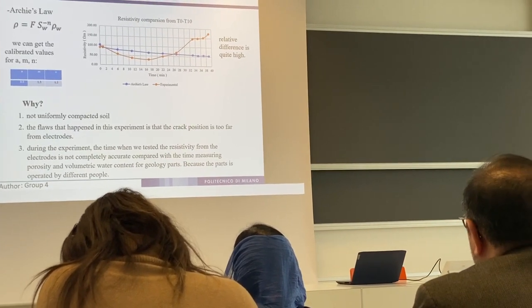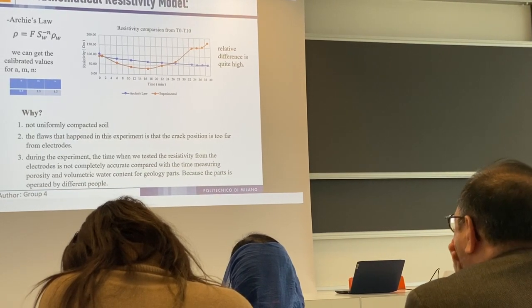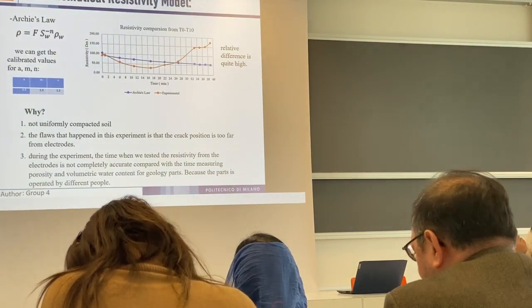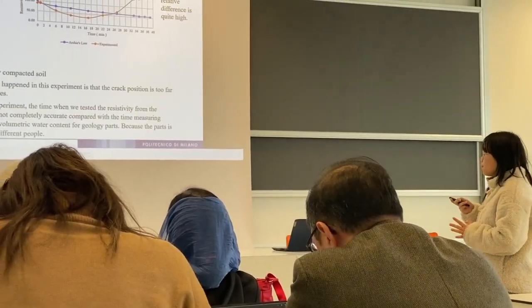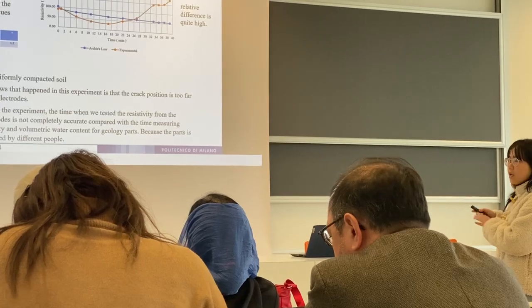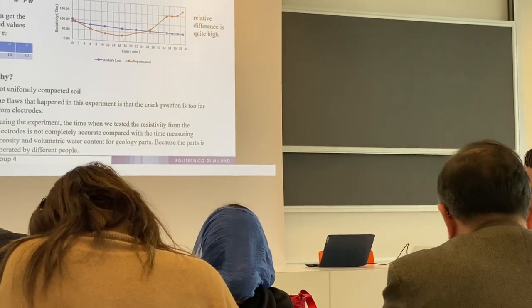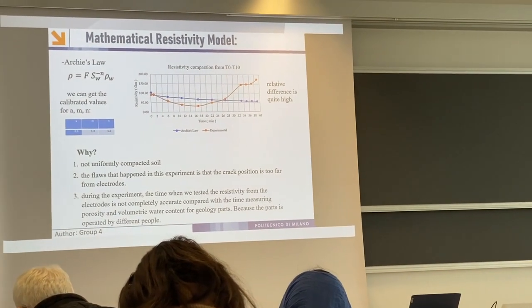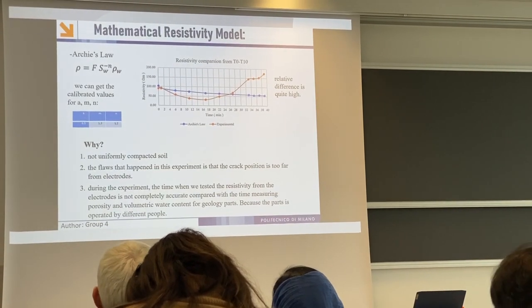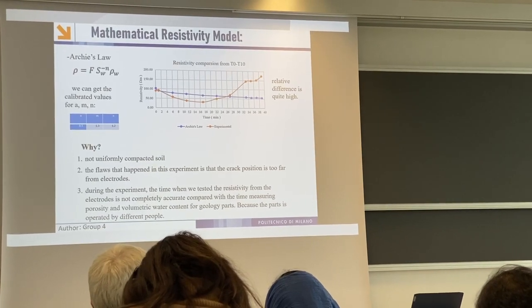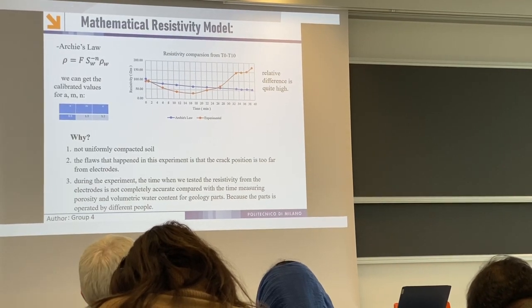We considered why there is this problem. Here is my answer about this. The first thing is that our soil is not compacted very uniformly. The second thing is what I referred to before: our crack happens at the very toe, so in the toe part our electrodes don't record data. That also caused quite a difference in the comparison here. And the third reason is that during the experiment, different people were responsible for different parts. So when we did the time measuring, it was not at the same time, so maybe not so accurate.